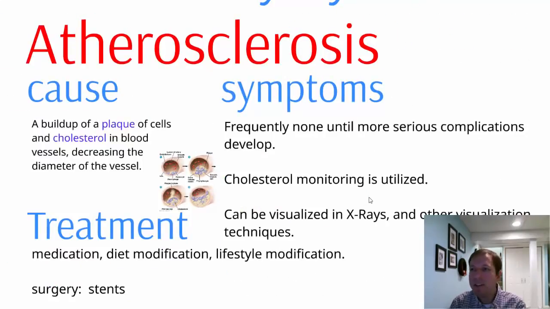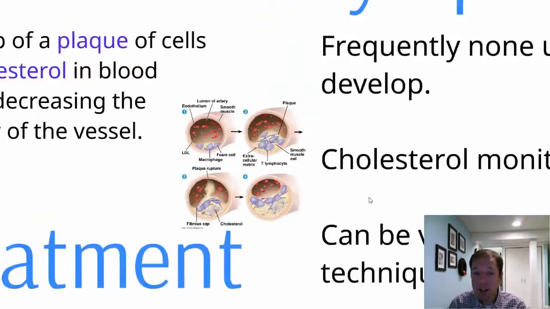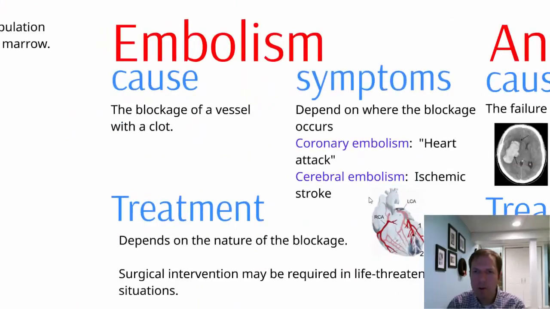Now, a couple of things could happen if it is untreated and allowed to get worse. The first of those is an embolism. An embolism is the blockage of a blood vessel because of a clot. So you could have a coronary embolism, which would be a heart attack, where a coronary blood vessel is blocked with a blood clot, and then there is no longer blood passing through it. So wherever that artery was supposed to deliver blood to is now no longer getting oxygen and nutrients, and those cells could die.